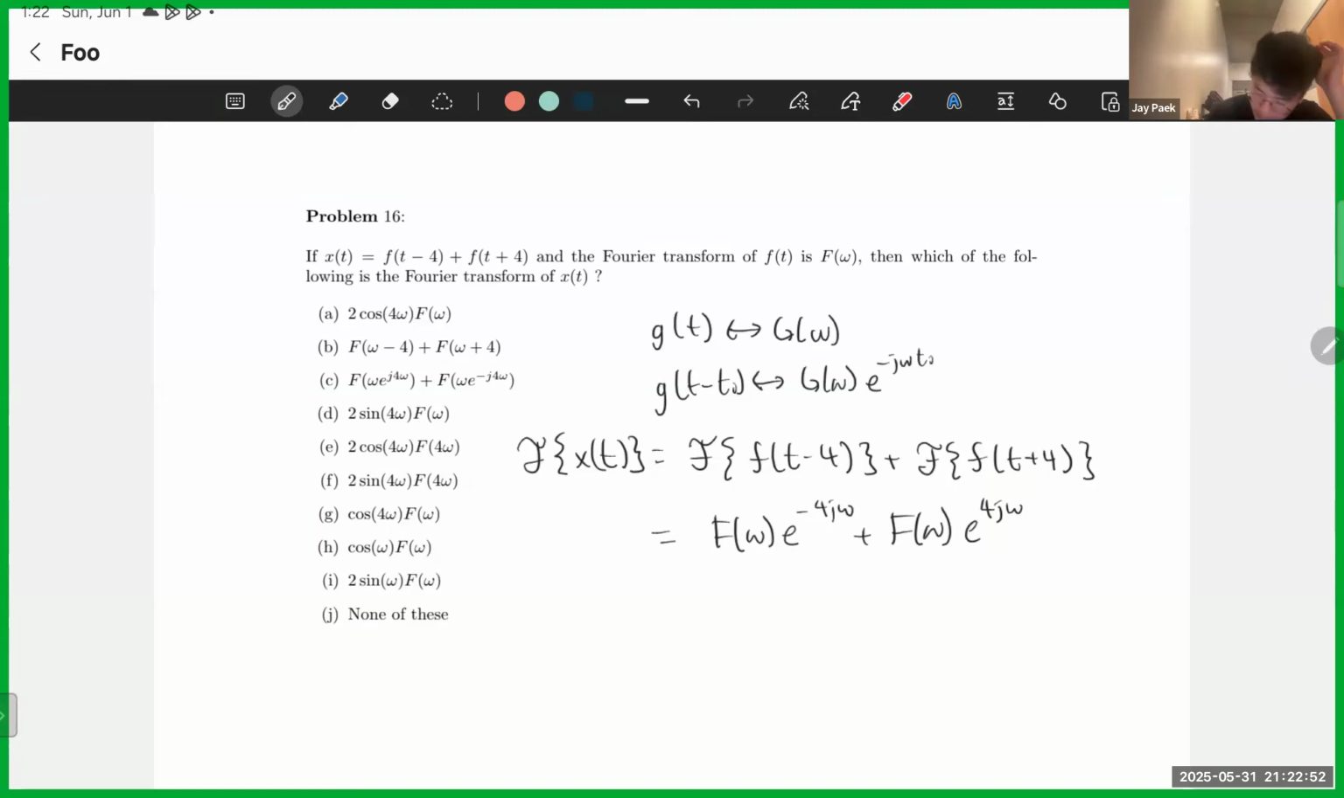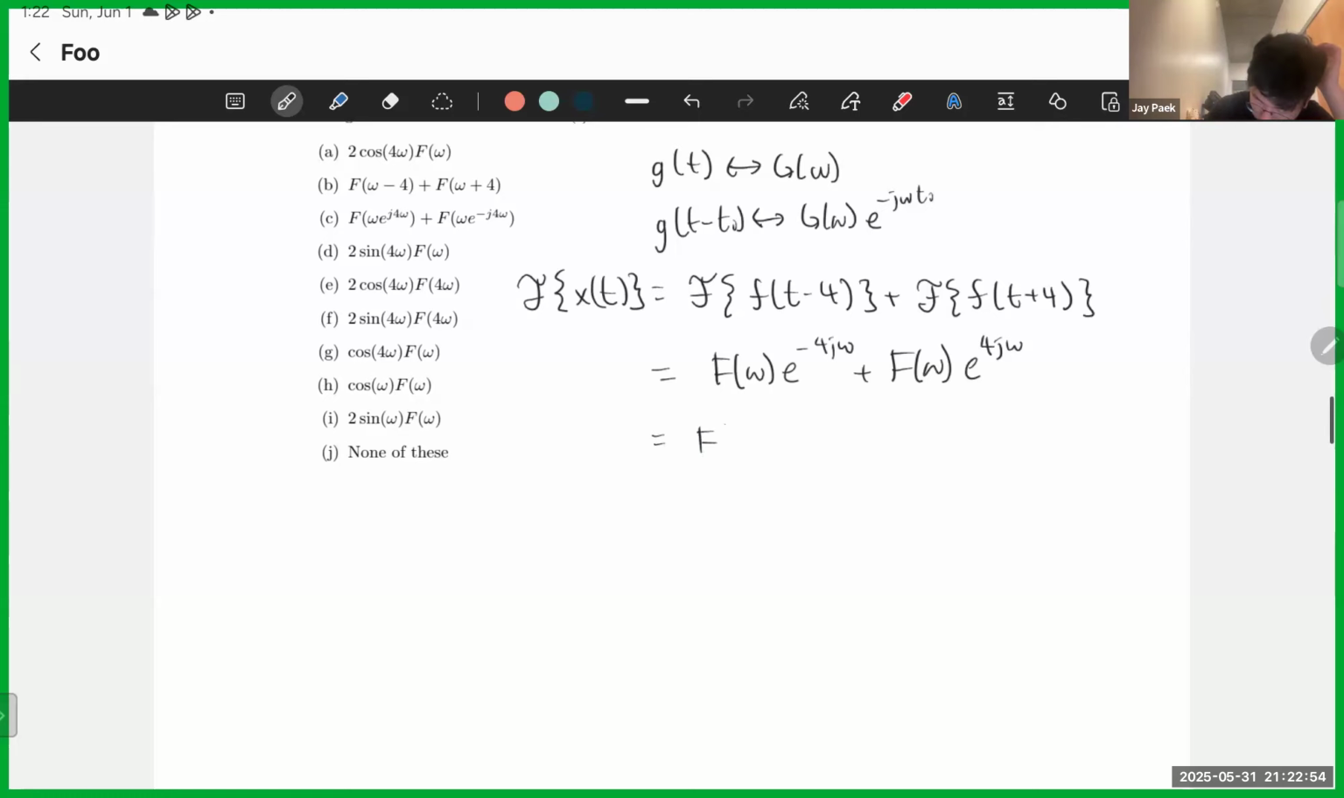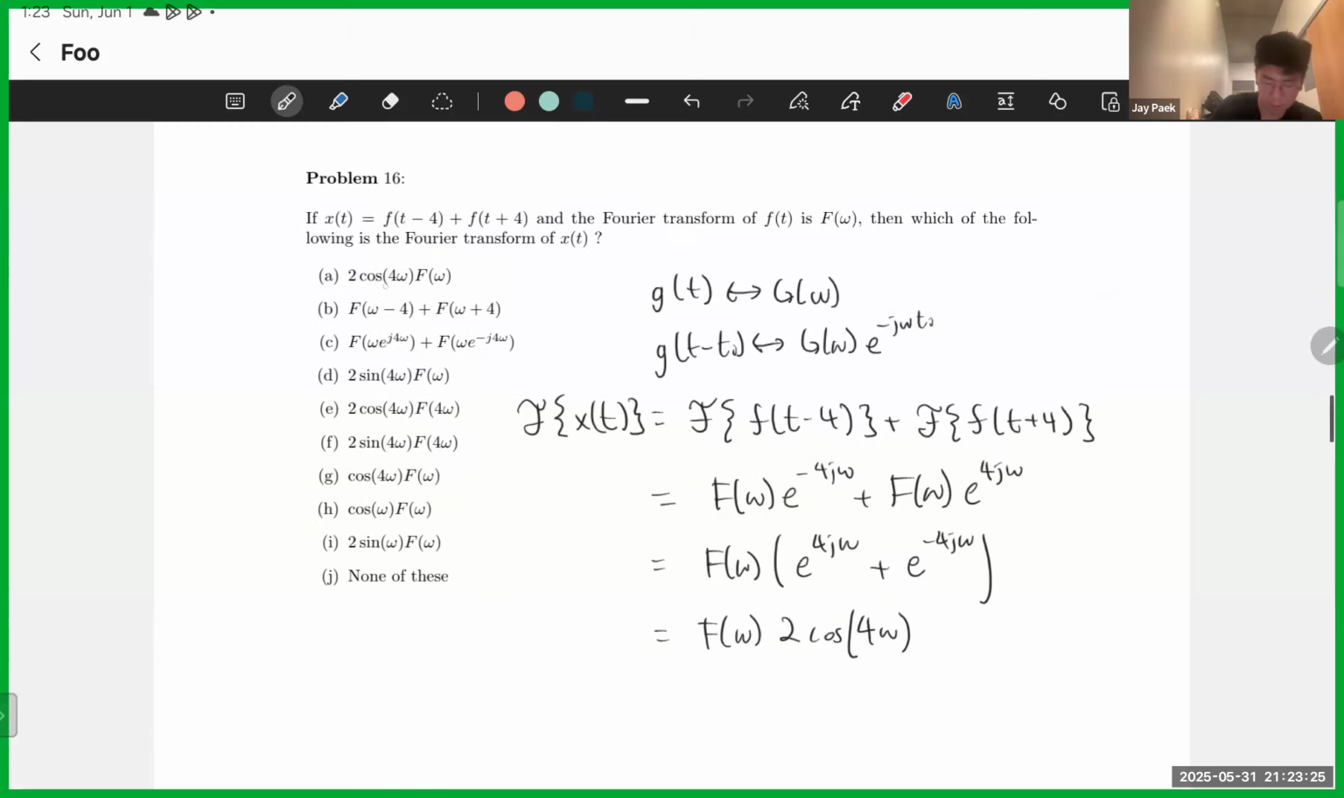And what do you know? We could factor out F of omega here, and we get a sum of conjugate complex exponentials. Well, this is just cosine: 2 cosine of 4 omega. We obtain our answer. Boom. Not too bad.